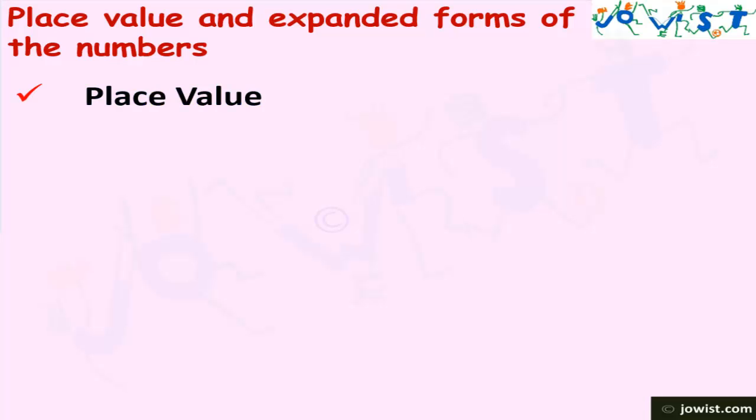Let's take one more example. We have number 501. Here 1 is in the ones place, 0 in the tens place, and 5 in the hundreds place. If we talk about the value of the digits, the value of 1 here is 1 as it is in the ones place.